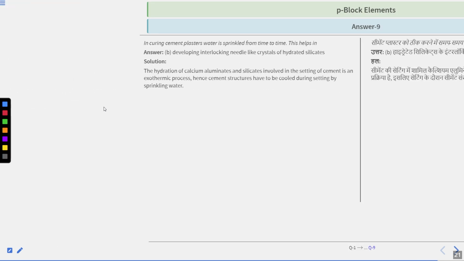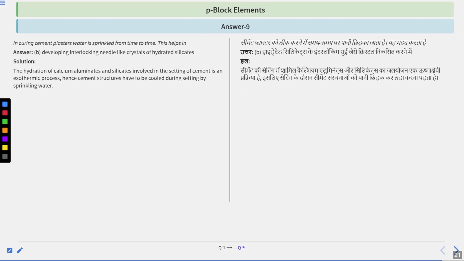Okay, let's see. The correct answer is option B, that is developing interlocking needle like crystals of hydrated silicates. So the hydration of calcium aluminates and silicates, which is basically the sprinkling of water time to time into the cement plasters, and it is involved in the setting of cement, is an exothermic process. Hence, cement structure has to be cooled during setting by sprinkling water. Thus, our B option is the correct answer.